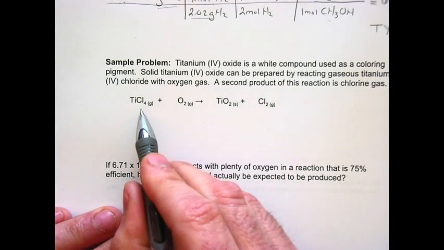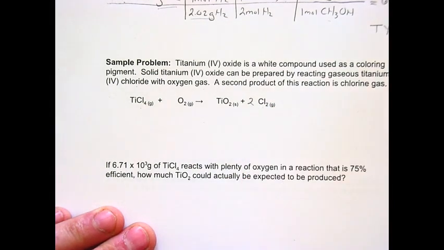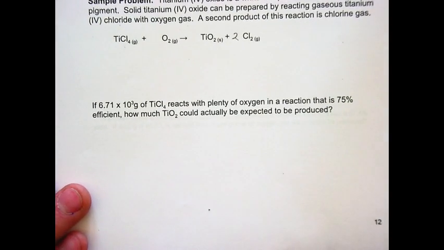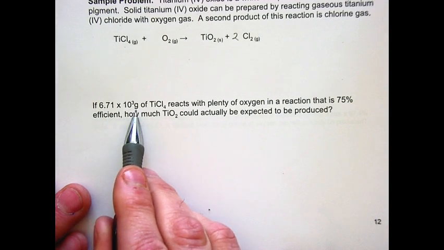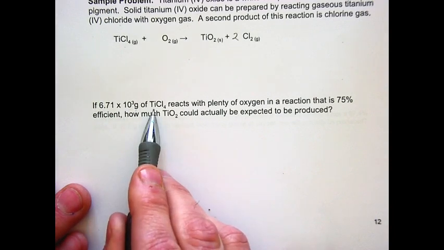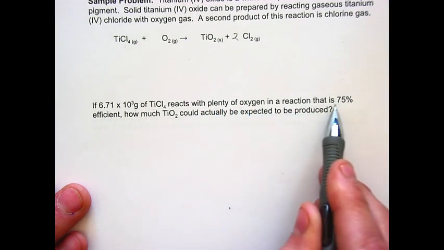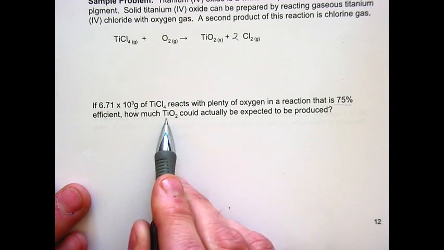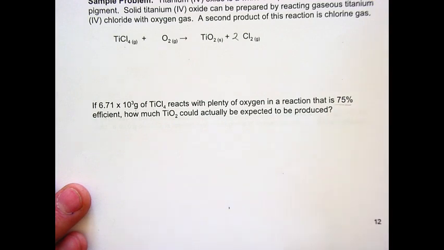To balance it, since we have 4 chlorines on the left, we simply put a 2 here, and now it is balanced. Now, the question itself reads, if 6.71 times 10 to the 3rd grams of titanium(IV) chloride reacts with plenty of oxygen in a reaction that is 75% efficient, how much titanium(IV) oxide could actually be expected to be produced?